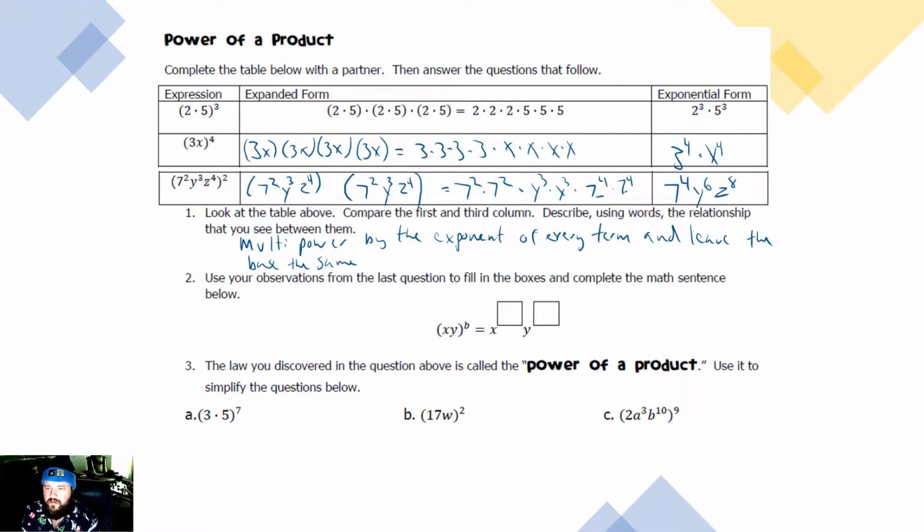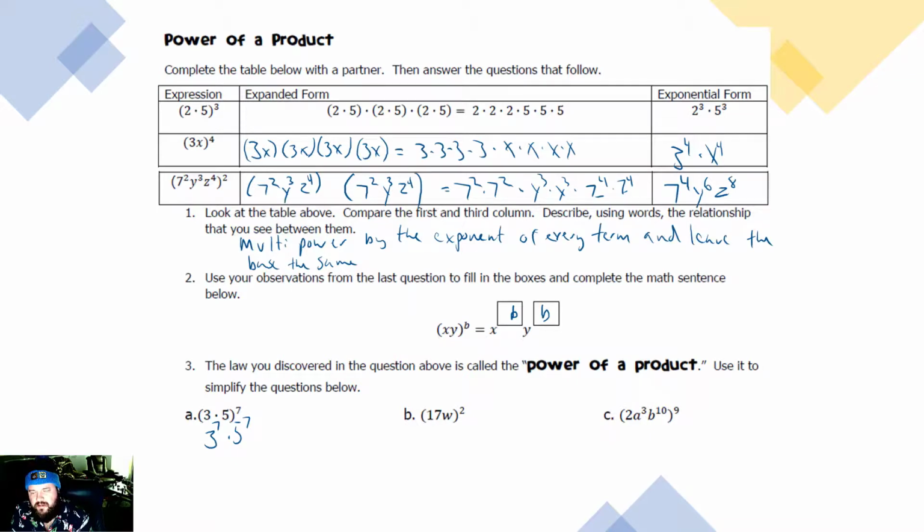So what do we observe from this? Well, we have x times y all raised to the b power. You're simply saying you have x to the b times y to the b. So you're distributing that exponent inside the parentheses. So let's work this out on the next problem. So a, 3 times 5 to the 7th. So we're simply saying we have 3 to the 7th times 5 to the 7th.